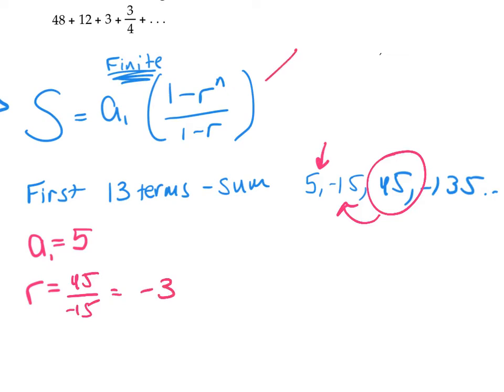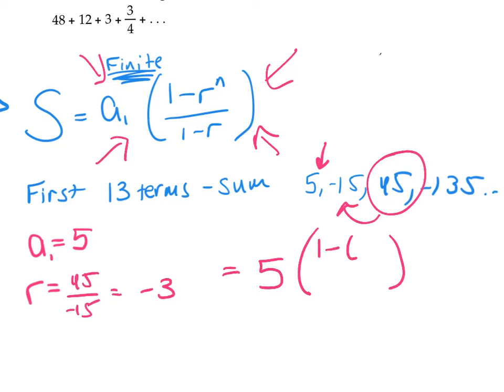Now again, let's use this formula, not the one that I gave you the other day. This is a little simpler. If I was going to find the sum here, I take my first term and put it right here, and then I have a big parenthesis. Now it's 1 minus, what is my ratio? Negative 3. And I'm raising that to what power? What is the sum that I want? The first how many? 13.